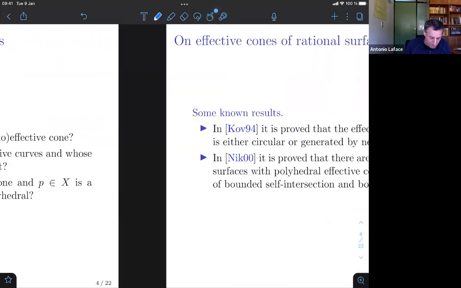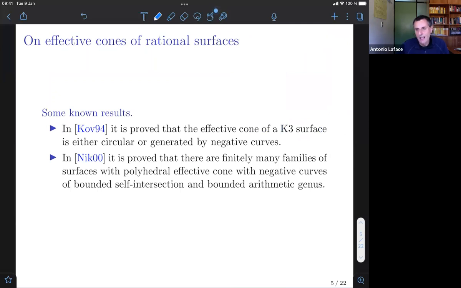Okay. So let me recall some of the many known results. I'm probably missing several of them, but I just want to say something which is quite fundamental for what I want to say at least. So in '94, Sándor Kovács proved that the effective cone of a K3 surface is either circular or generated by negative curves. So there is no mixed behavior, at least for K3. So this is a partial answer to question number 2.